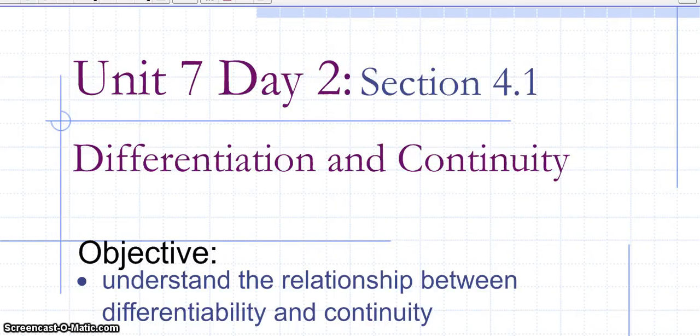Alright, today we're going to continue on with section 4.1, and we're going to talk about differentiation and continuity and how those two relate. So we want to understand the relationship between differentiability and continuity. Remember, we are going to have a 4.1 quiz in 2 days.